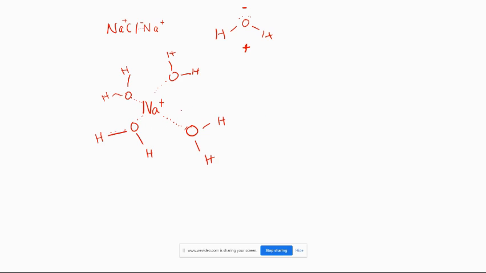So that surrounds the sodium and it pulls it off. Once that sodium's pulled off, now I've got a chlorine. That chlorine's going to come over here. And how is the water going to be oriented now? Right. The hydrogen end is going to be attracted to the chlorine.